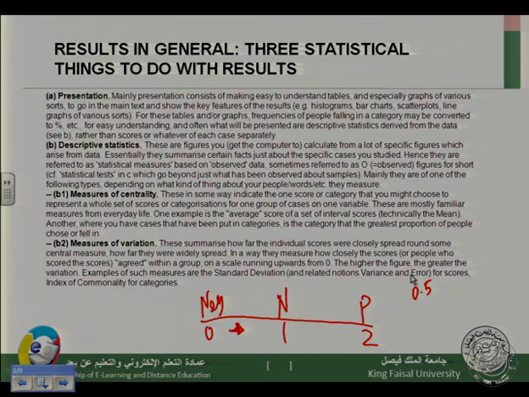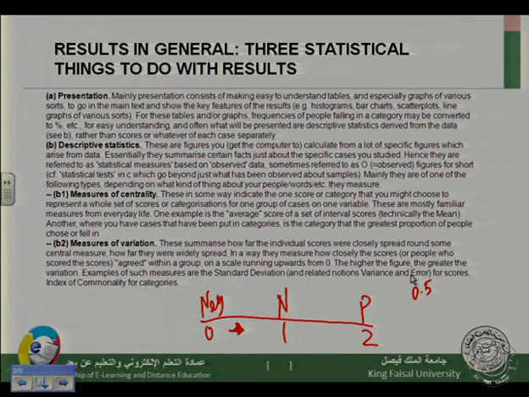So you use the computer to calculate a lot of specific figures which arise from data. Essentially, they summarize certain facts just about the specific cases you studied. Hence, they are referred to as statistical measures based on observed data, sometimes referred to as observed figures for short, and statistical tests, which go beyond just what has been observed about samples. Mainly they are of the following types, depending on what kind of thing about your people, words, etc. they measure.